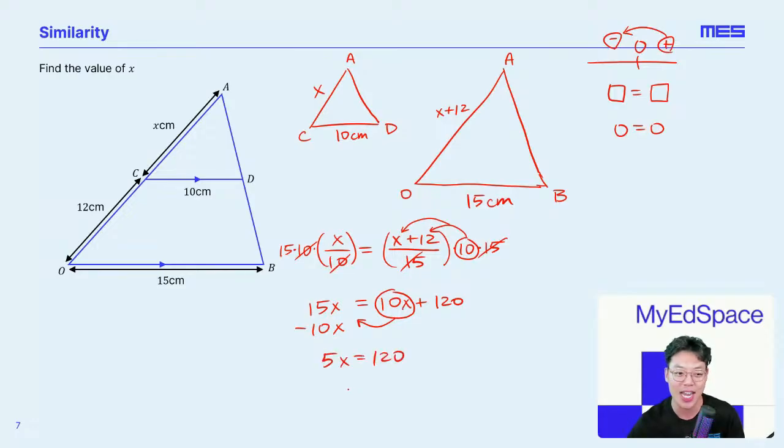I see some answers in the chat. X is equal to 24. Awesome. But be careful. A lot of you put x is equal to 24, but that would be marked as not fully correct. Why? What are we missing? Great. I love that you put it step by step as well. 5x is equal to 120. X is equal to 24. But what are we missing here?